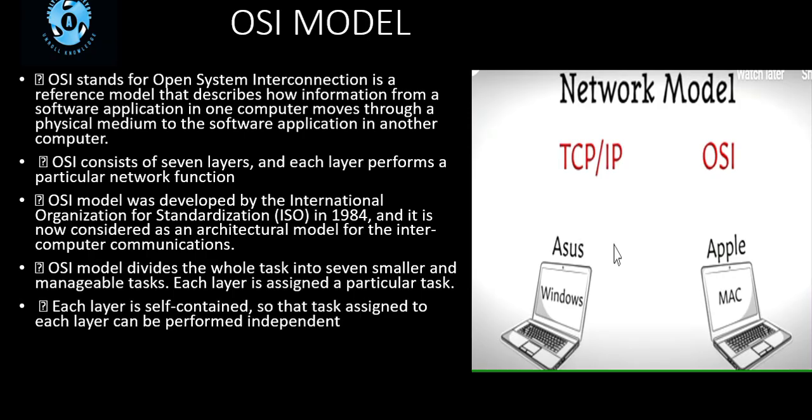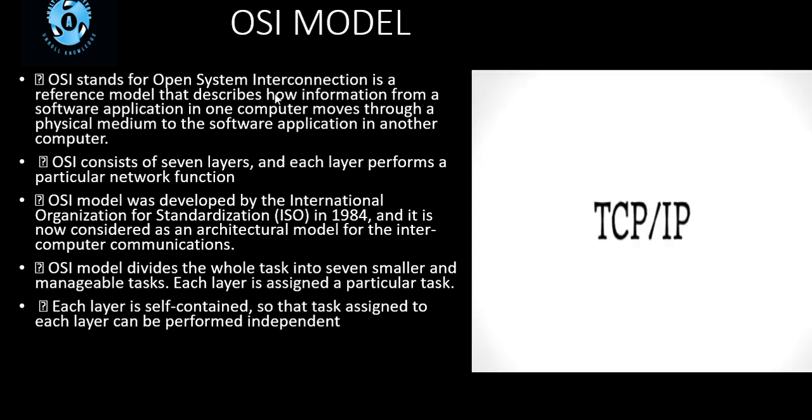In the OSI reference model, as I said, it is an interconnection reference model that describes how information has to be transferred from one system to another. It may be through a physical medium to the software application of another system. In order to transfer such a huge amount of data, we have to divide the information into different fragments. Here we have divided that into 7 fragments.